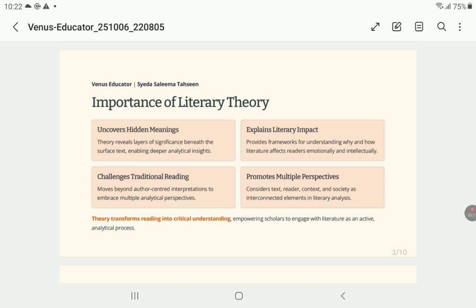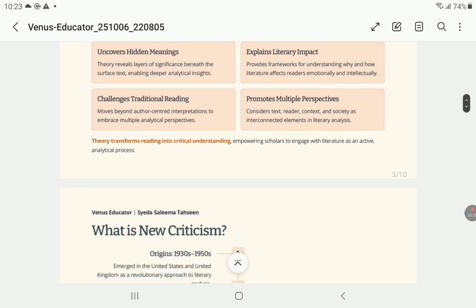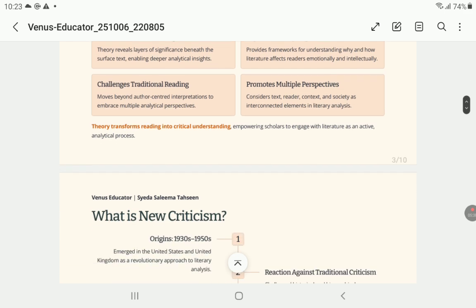Next we have that it promotes multiple perspectives. Consider text, reader, context, and society as interconnected elements in literary analysis. These are the things which are interconnected, and based on that we build our perspectives. Alright, so theory transforms reading into critical understanding, empowering scholars to engage with literature as an active analytical process.